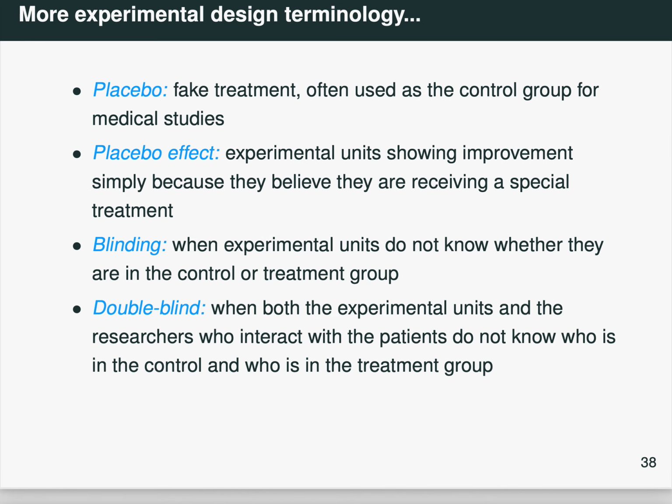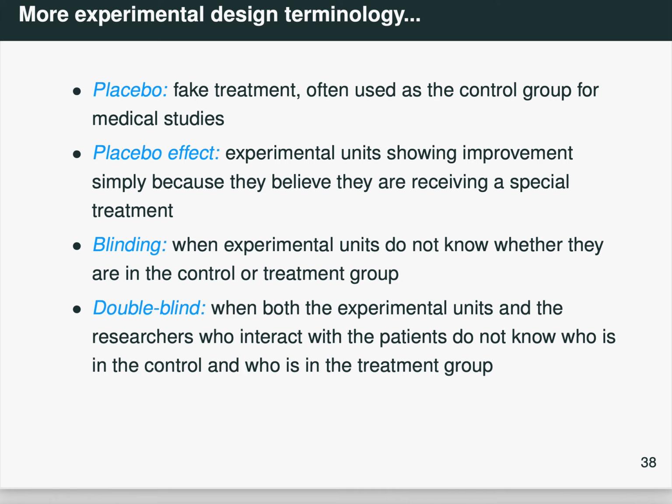Some more terminology you need to be familiar with. A placebo is a fake treatment. The placebo effect is when someone is getting the fake treatment but believes in it so much that they respond positively or negatively as well. Blinding is when we don't know which group they're in. So a blind study is you have no idea what group you're in. And a double-blind study is when the researchers don't even know what group they're in.